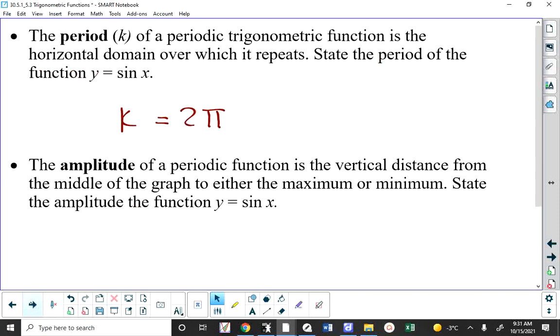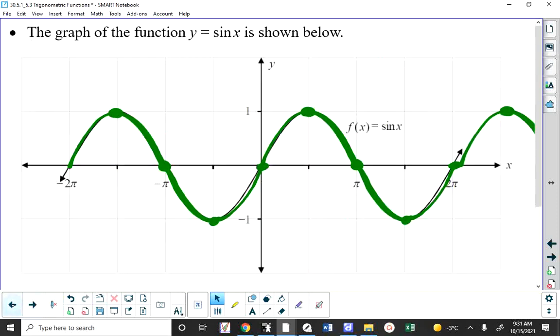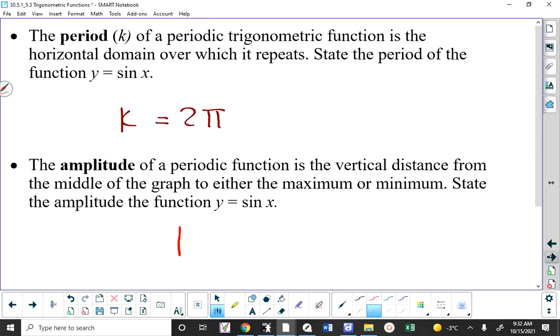The other term is amplitude. This is the same as the amplitude in Physics 20 of a wave. The amplitude of a periodic function like this is how far it is from the middle vertical location to the top or to the bottom. You can see on the graph that this corresponds to this. That's called the amplitude, and the amplitude is 1. We don't say it's -1, we just say it's the distance. How far is it from the middle of the graph to the top or to the bottom? So the amplitude is 1. Capiche?